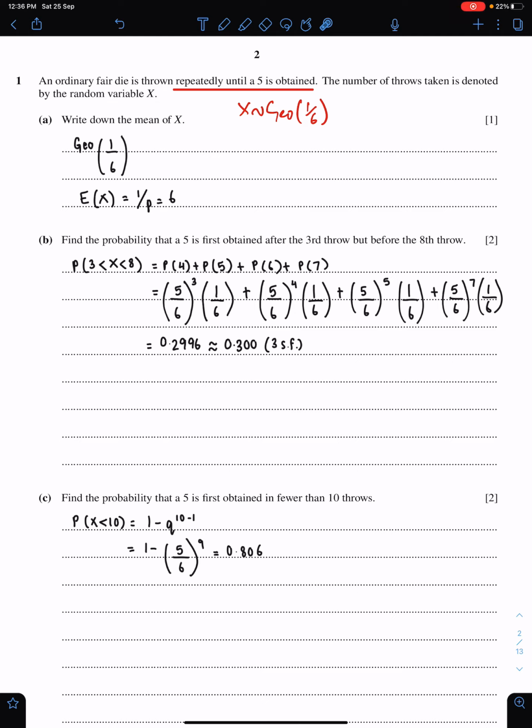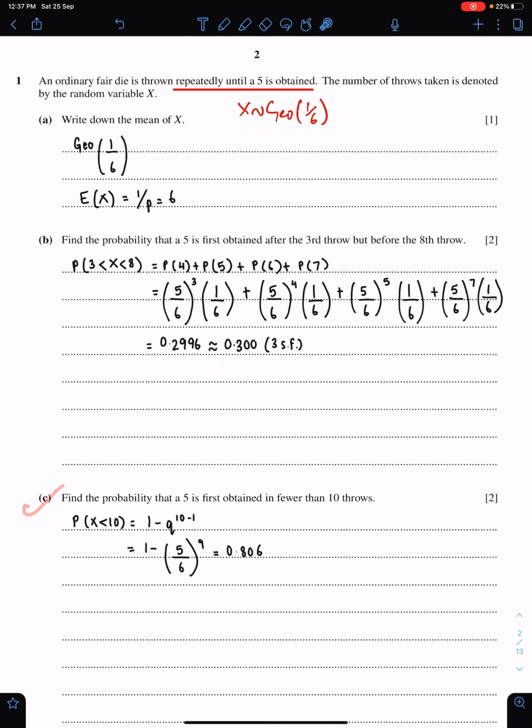Part B. Find the probability that a 5 is first obtained after the 3rd throw but before the 8th throw. So between these two throws, like 4, 5, 6, 7. For 4, you should write q cubed times p. For 5th throw, you need to write q^4 p^1, and so on. So this is for 5th throw, this is for 6th throw, and this is for 7th throw. This is the answer up to 3 significant figures. Always give your answer up to 3 significant figures if the answer is non-exact.